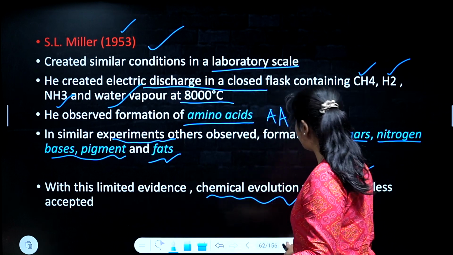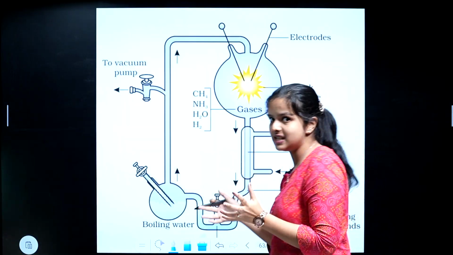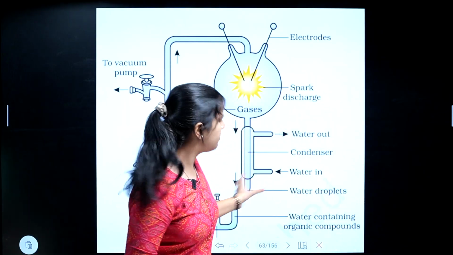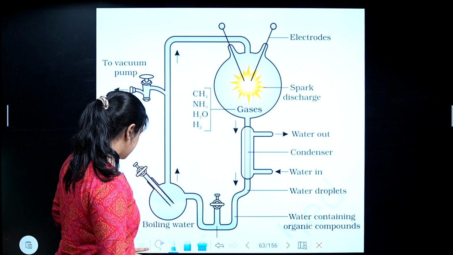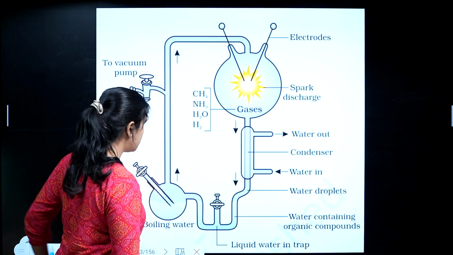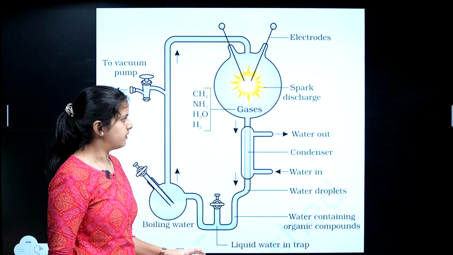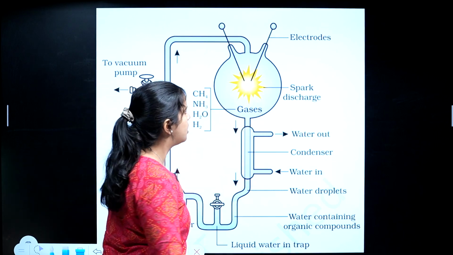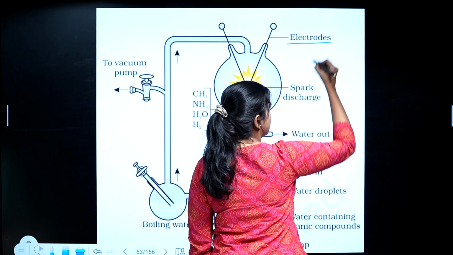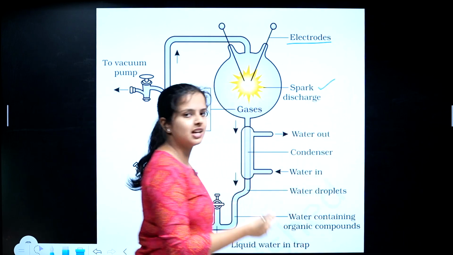Now I'll show you a picture of the experimental setup of Stanley Miller. It's a very important picture because you will be asked this in your exams. So what did Stanley Miller actually have? He had a flask, and via electrodes he gave spark discharges because there were volcanic storms.